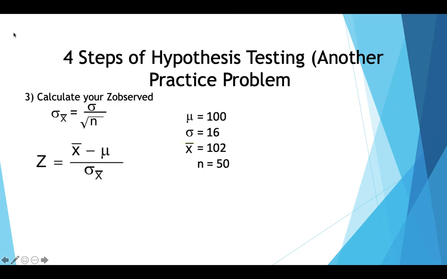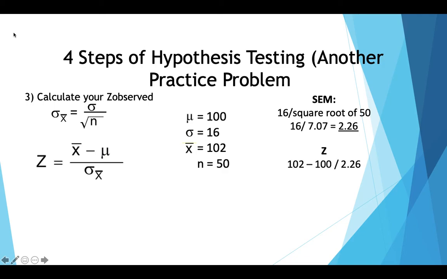So let's calculate our z observed. The standard error of the mean, we're going to take 16 and divide that by the square root of 50, or 7.07, which gives us a standard error of the mean of 2.26. Our z, we're going to take 100 and subtract that from 102 and divide that by 2.26. This gives us a value of 0.88.